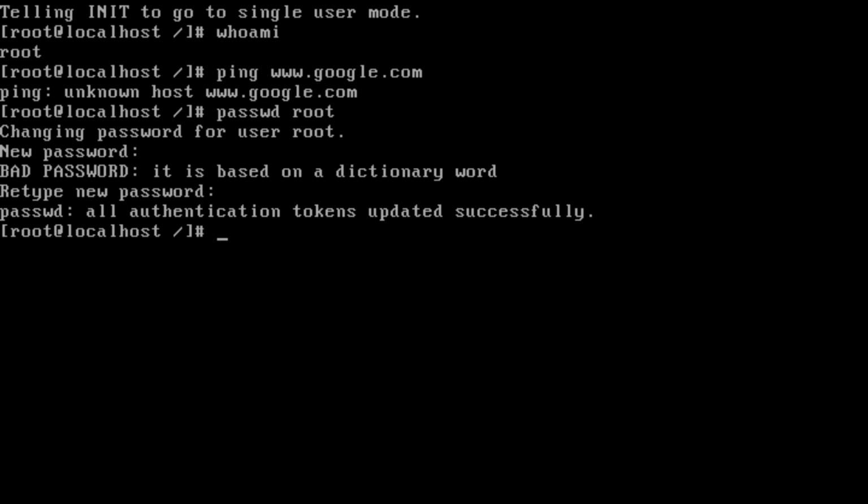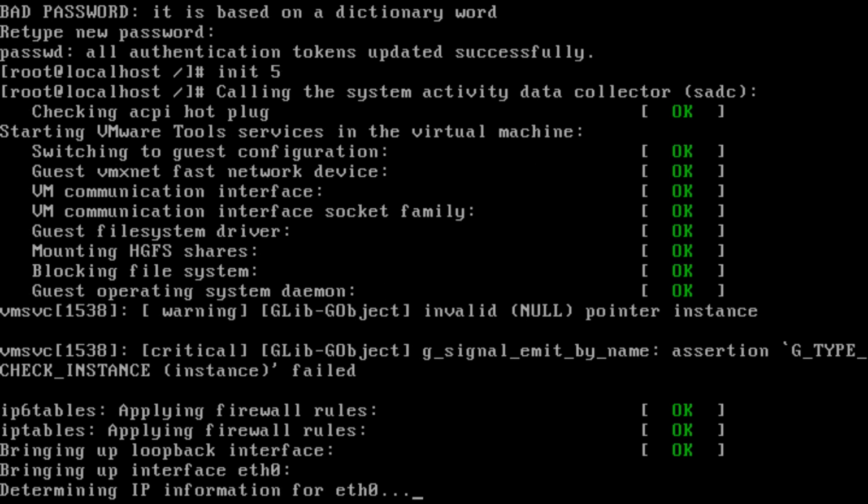bad guy can ever get physical access to your computer and he can force it to boot to run level 1, then you're in trouble. You're in trouble because he can just automatically get root access. He can change root's password, and then watch what he can do. He can just switch to run level 5 right from this screen.